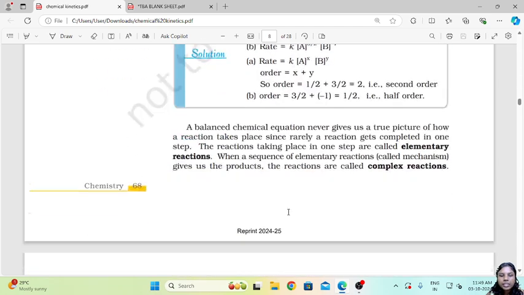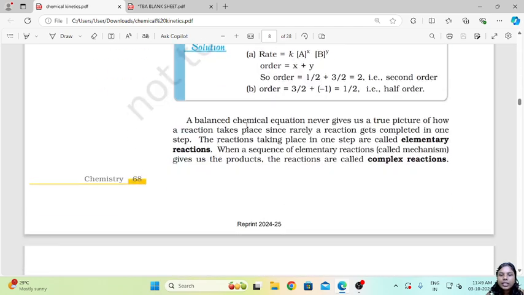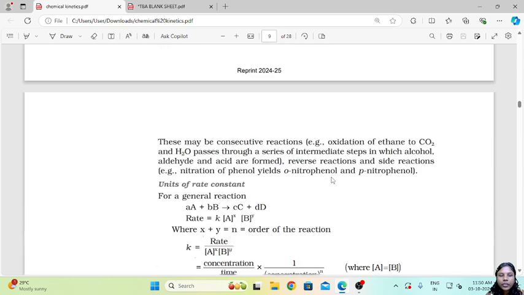A balanced chemical equation never gives us a true picture of how a reaction takes place, since rarely does a reaction get completed in one step. The reactions which are completed in one step are known as elementary reactions. When we have a sequence of elementary steps, like 1, 2, 3, 4 or maybe 5 steps, such reactions are known as complex reactions.